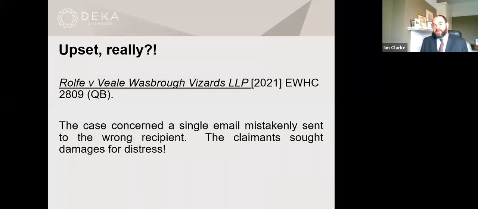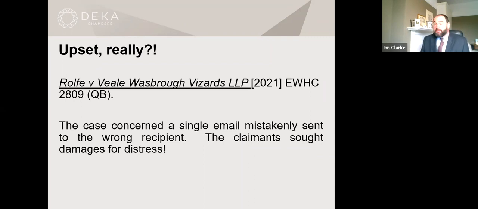And again, what happens in this case is that a solicitor at the defendant firm sent a single email to the wrong recipient, very close names, there's a letter wrong. Email goes to the wrong recipient. The recipient, a third party, emails back saying, I don't think this was meant for me. The solicitor emails back saying, terribly sorry, can you delete the email? The third party says, yes, of course I can.